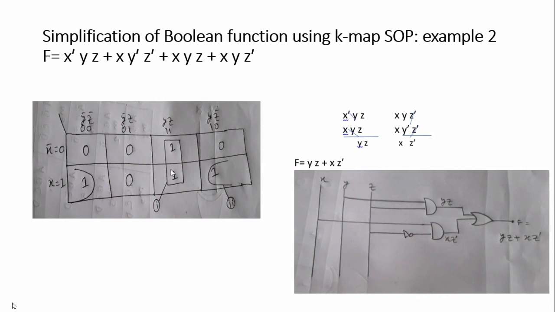Observe. There is written number 1. That means this is number 1 pair. From number 1 pair we will get YZ. Okay? And from number 2 pair, so this is this one and this one, from number 2 pair we will get XZ inverse. Okay? As it is sum form, we will write YZ plus XZ inverse. So this will be the simplified one.